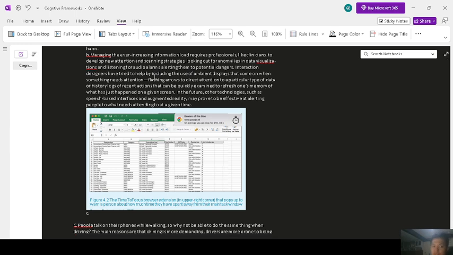In the future, other technologies such as speech-based interfaces and augmented reality may prove to be effective at alerting people to what needs attending to at a given time. So my question to you guys is, what interface or technology do you think would be useful in the future for this salient information, for example, in clinical settings?